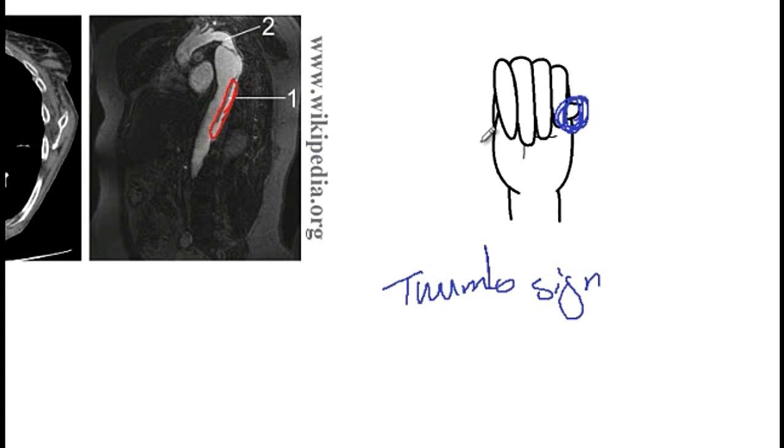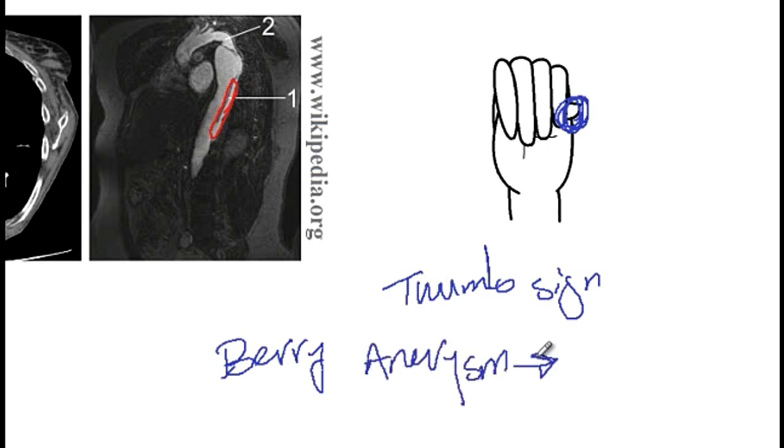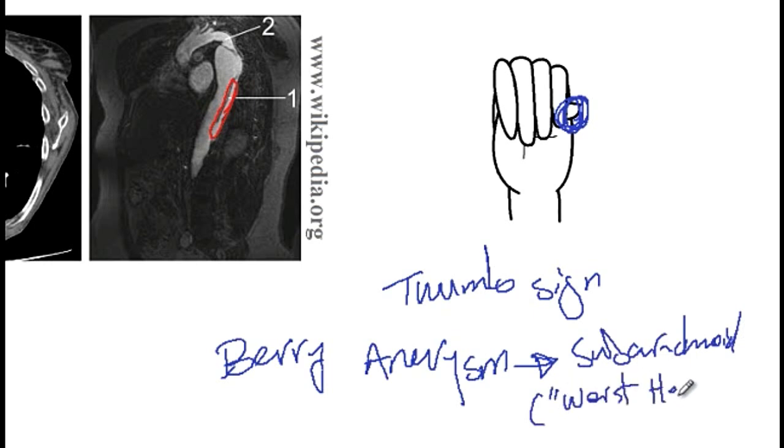And the final condition that is associated with Marfan syndrome is berry aneurysm, which can cause subarachnoid hemorrhage that presents as the worst headache of life.